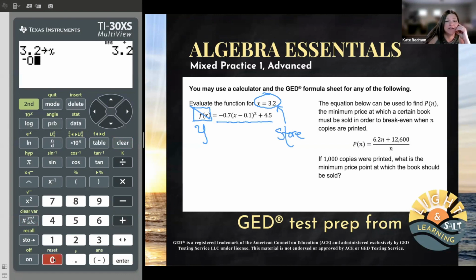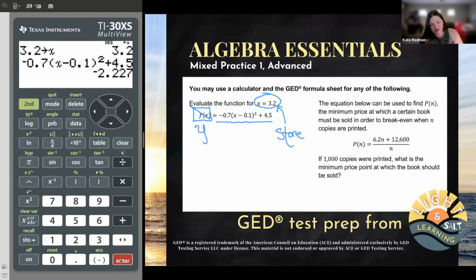So negative 0.7, open up parentheses, and you can just go ahead and type an x, because using that store function, we're going to have the calculator substitute. Minus 0.1, and that whole thing needs to get squared. And that's going to be plus 4.5. Boom, calculator did it for me. This whole sucker is equal to negative 2.227. So the answer here is negative 2.227.